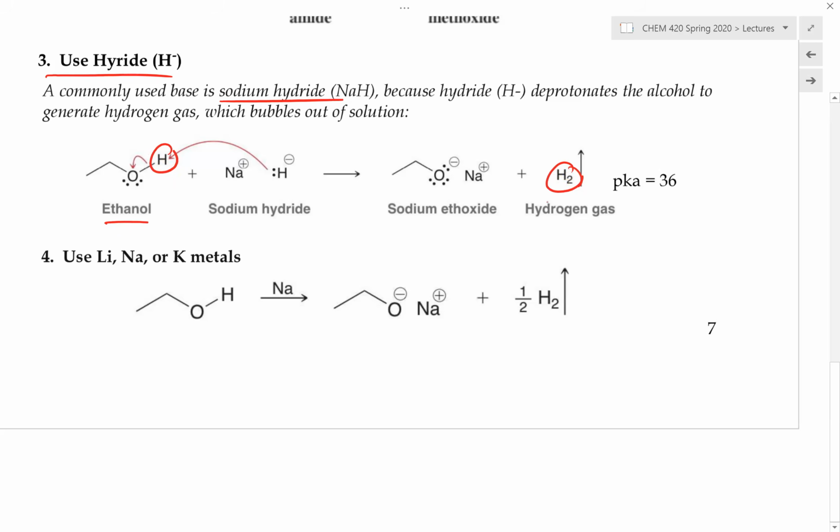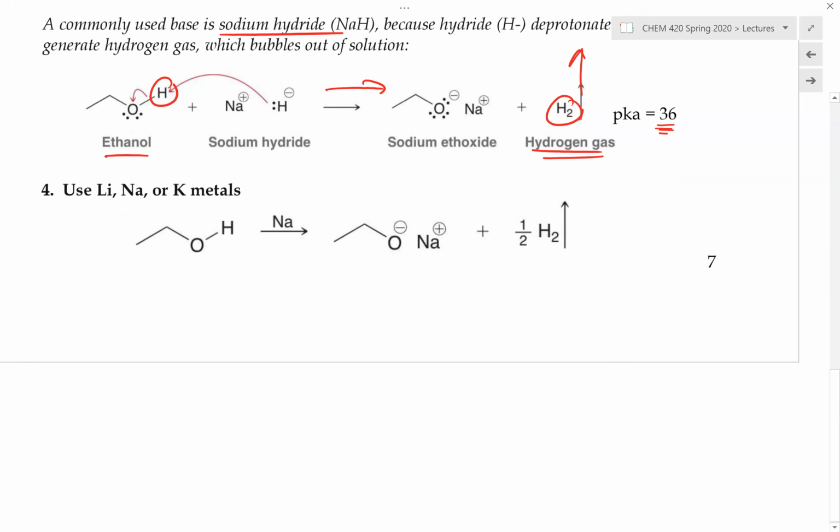Now, the pKa of hydrogen gas right here is about 36, so much higher than the pKa of the alcohol. So that's why equilibrium is very much pushed to this product side right here. And another thing that makes this hydrogen gas so effective is because it is a gas. In a way, it basically bubbles out of solution. And if we think about Le Chatelier's principle, the removal of the product would also push equilibrium to the product side as well. So therefore, hydrogen gas or hydride would be a very effective tool in deprotonating the alcohol.